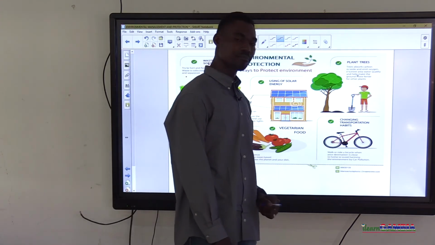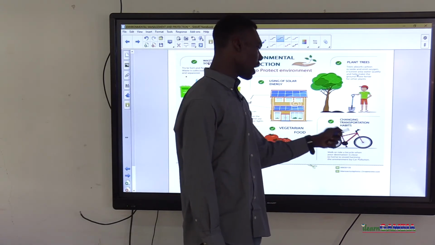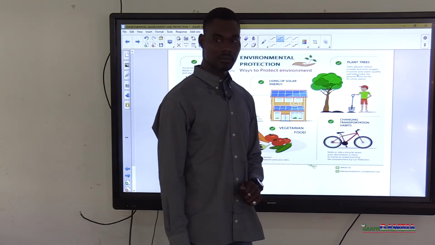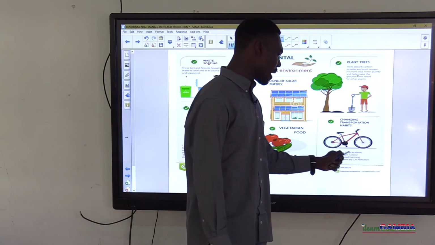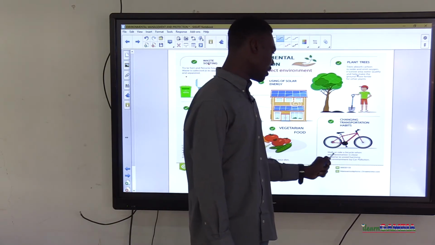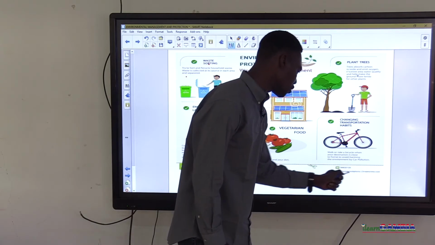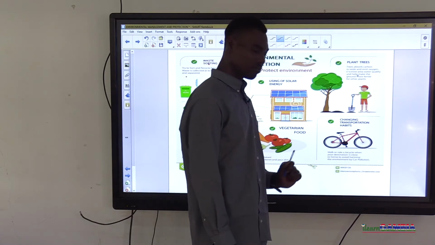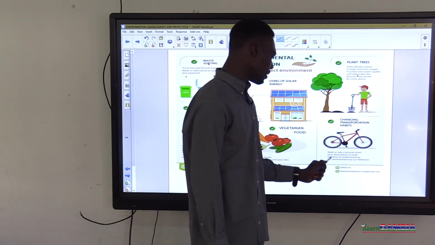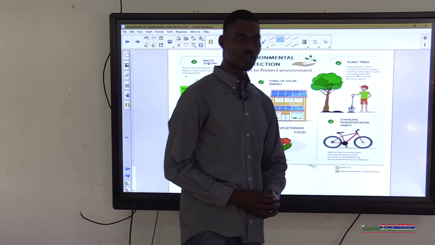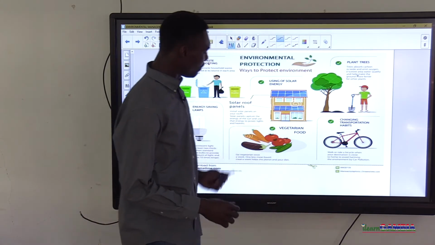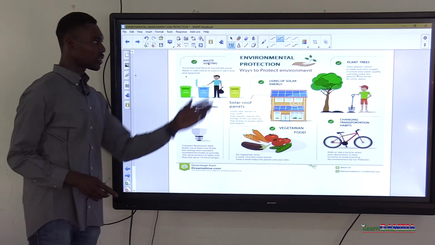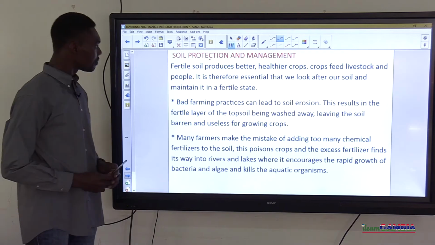Another point, changing transportation habits. Walk or ride a bicycle when your destination is close to your home to avoid harming the environment by car pollution. So these are very important methods, or ways we can adopt in order to protect the environment.